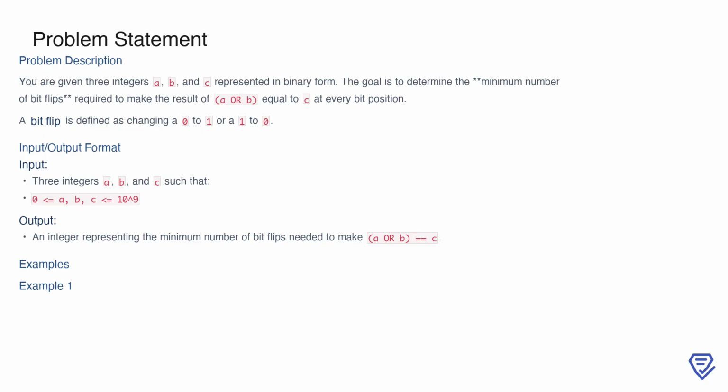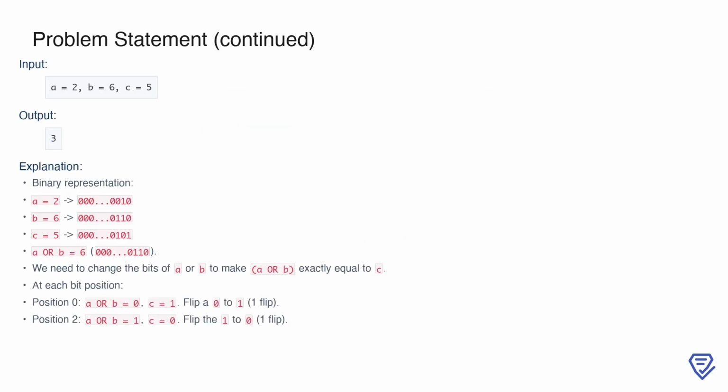For example, consider the input values A equals 2, B equals 6, and C equals 5. In binary, these numbers are represented as A equals 0010, B equals 0110, and C equals 0101. When we compute the result of A OR B, we get 0110. Our goal is to modify the bits of A or B such that this result becomes exactly equal to C.